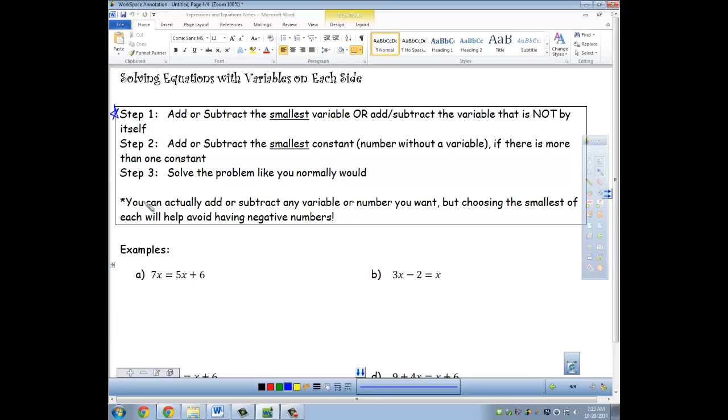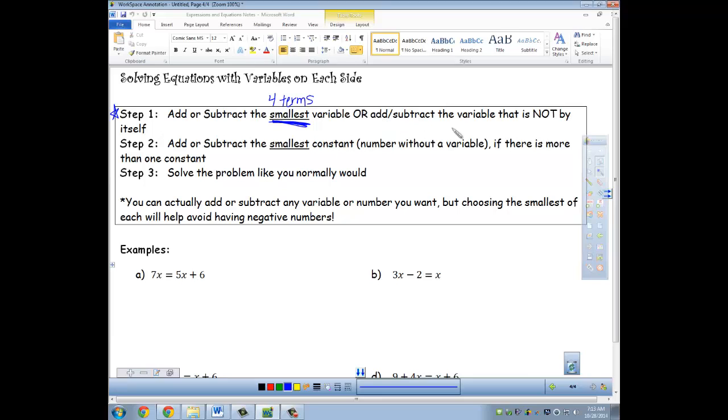it is very important. So our instructions say to add or subtract the smallest variable or add or subtract the variable that is not by itself. So to figure out when to do which, you're going to do the smallest variable whenever you have 4 terms. So write this down. It's whenever you have 4 terms. So that means you have 2 terms on one side of the equal sign and 2 terms on the other.